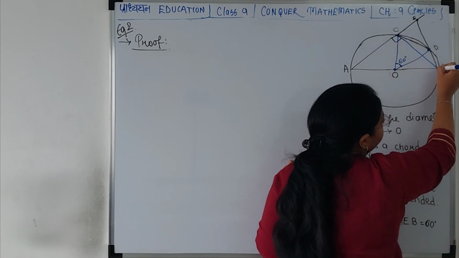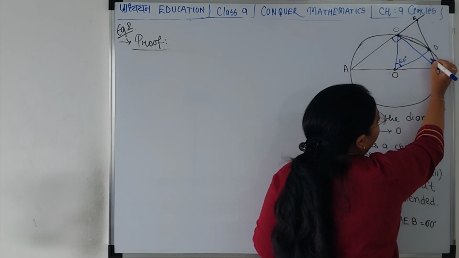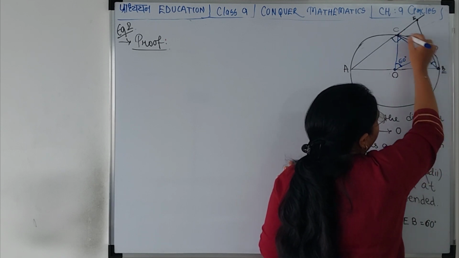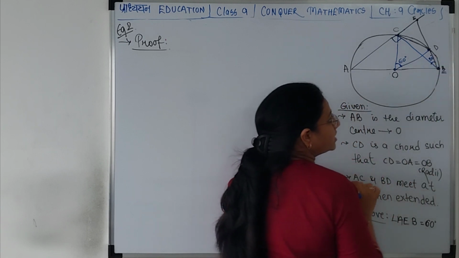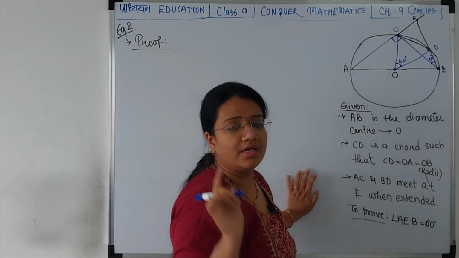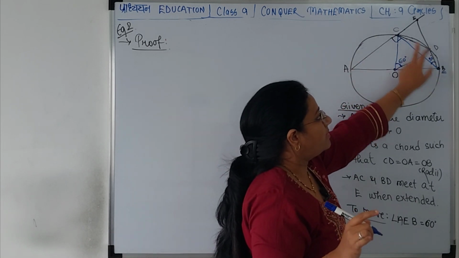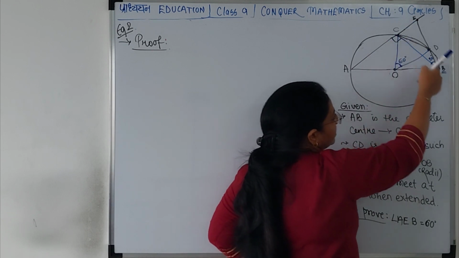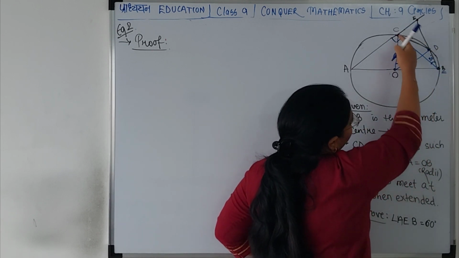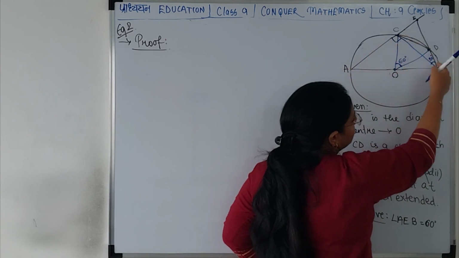Angle CBD. B is a point on the circle and it makes an angle CBD with the chord CD. So what will this be? This will be equal to 30. Like I said, the angle made by a chord at the center is double the angle made by the chord on the circle. Okay? So angle CBD is 30 and angle COD is 60. We have angle ACB as 90.